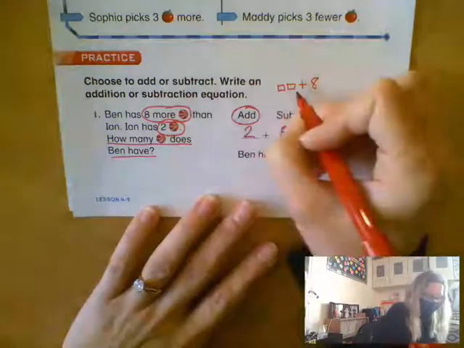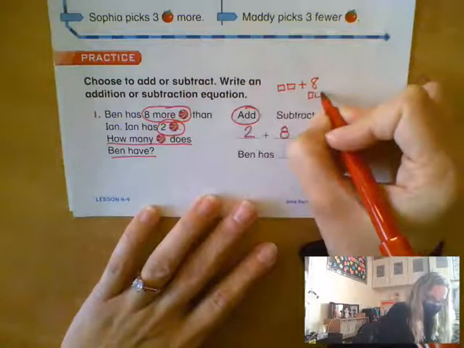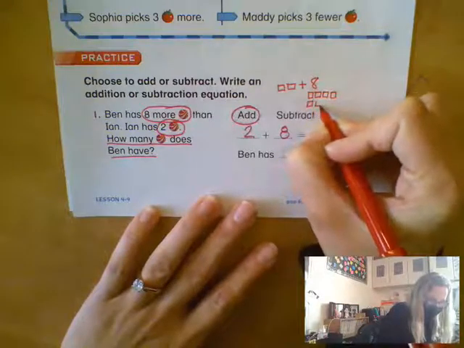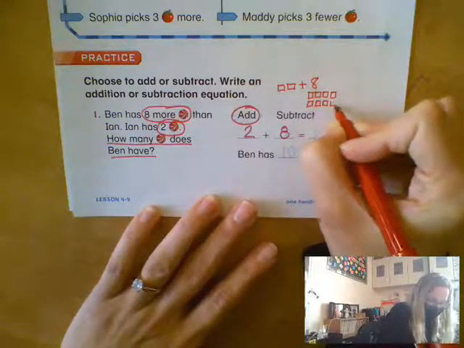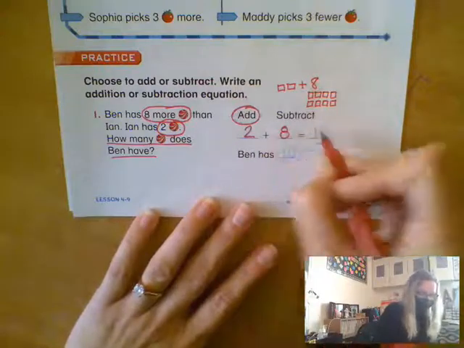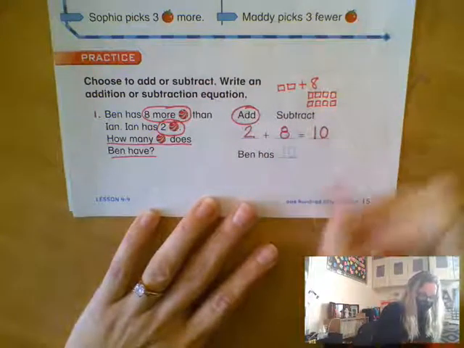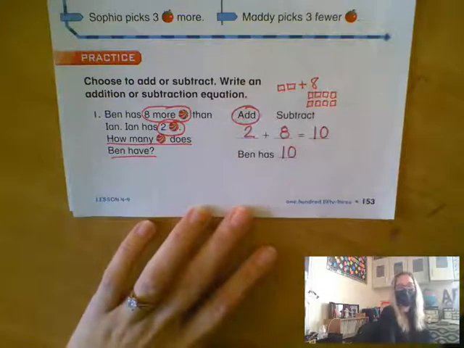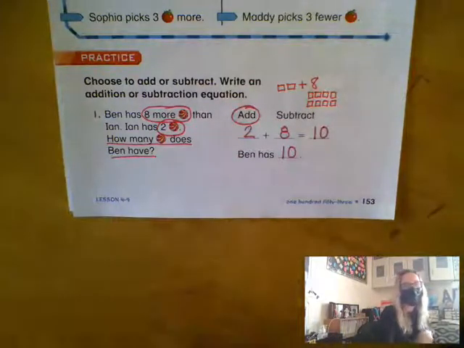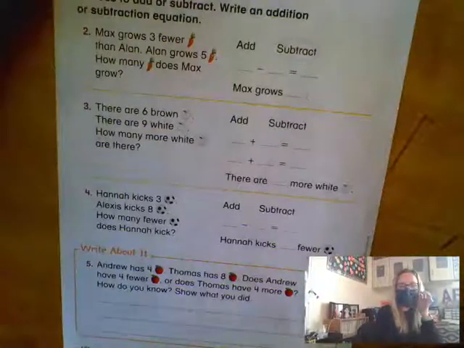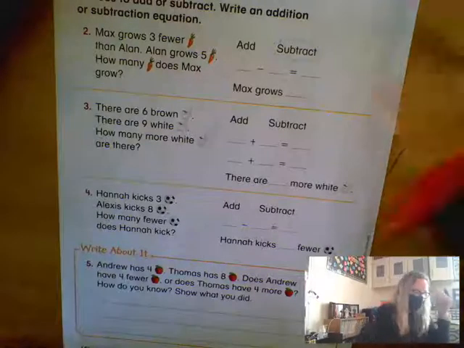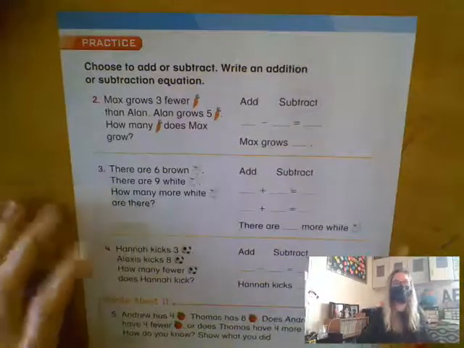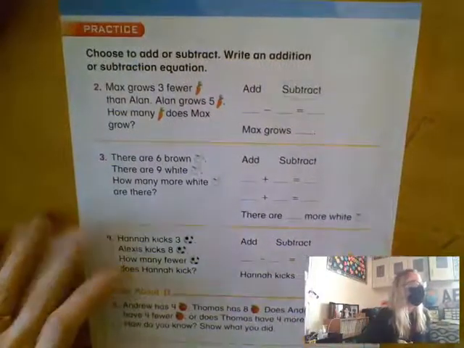Well, here's 2, 3, 4, 5, 6, 7, 8, 9, 10. What is 2 plus 8 more, everyone? 10. So Ben has 10 marbles. Go ahead and trace that in your book now. All right, friends, go ahead and turn the page now. We're looking at the top of page 154. And it says choose to add or subtract.